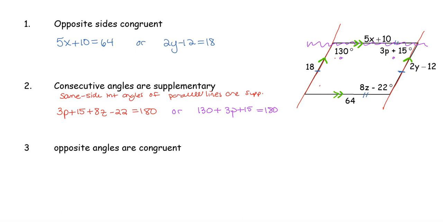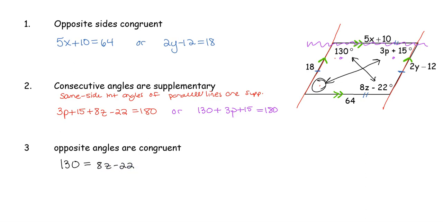Next, we have opposite angles are congruent. So if we look at angles opposite, if these are consecutive, next to each other, we look at opposite angles. Here are my two opposite angles, and here are my two opposite angles. I don't have this angle, so I can't write an equation there, but I have these opposite angles, and if they are congruent, that means I can set them equal to each other.